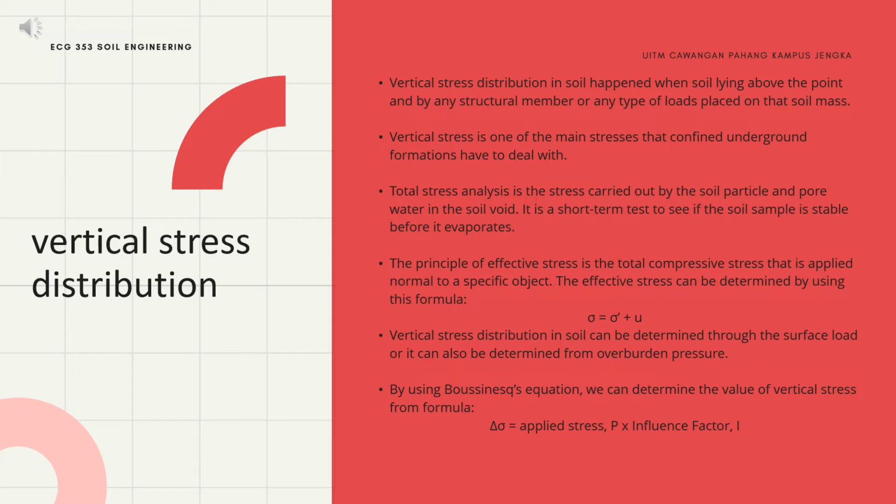So I'm going to present about vertical stress distribution. Vertical stress distribution in soil happens when the soil lying above a point is loaded by any structural member or any type of loads placed on that soil mass. Vertical stress is one of the main stresses that confine underground formations and we have to deal with.